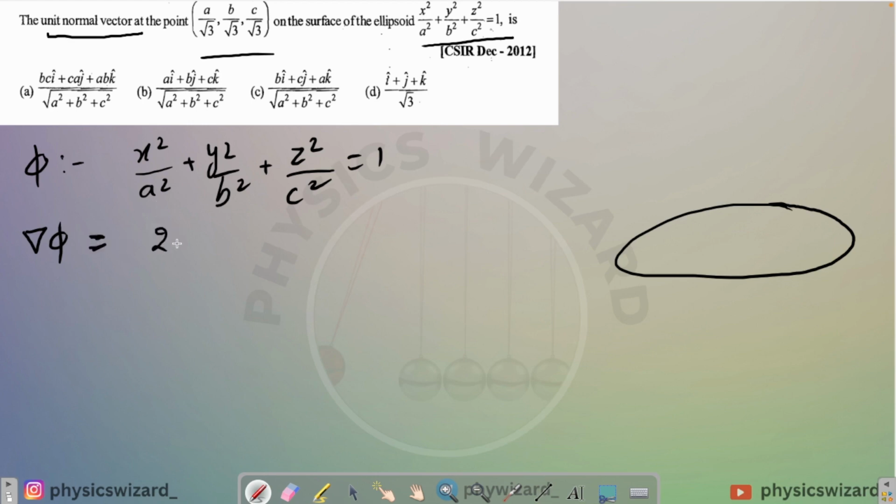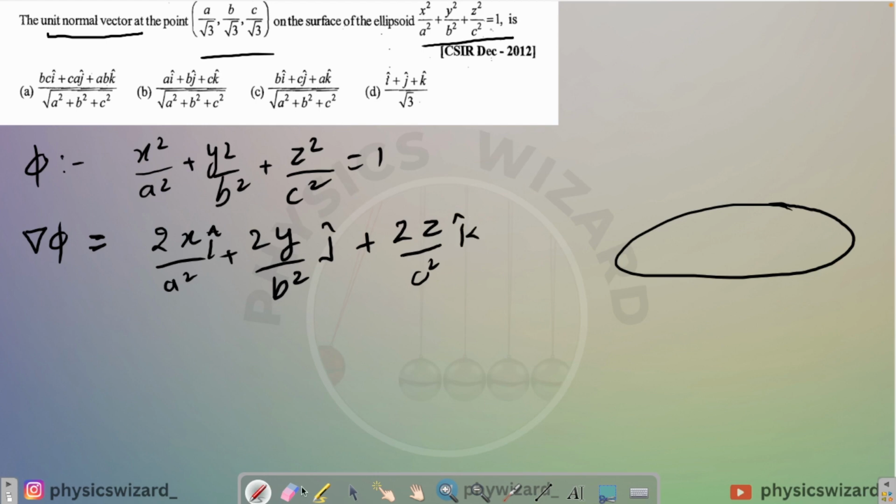It will be 2x by a square i cap, plus 2y by b square j cap, plus 2z by c square k cap. So it is asking for the unit vector at this point. Suppose there is a point P at this point, then del phi at point P will be, we will write the coordinates of point P. These are a by root 3, b by root 3, c by root 3.